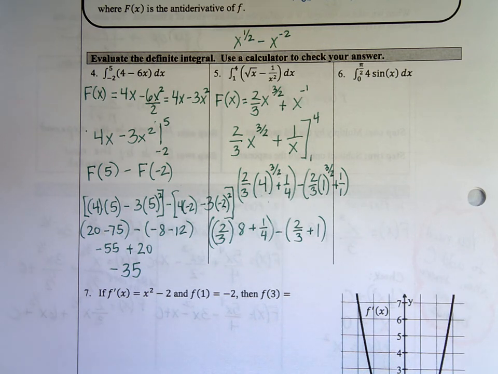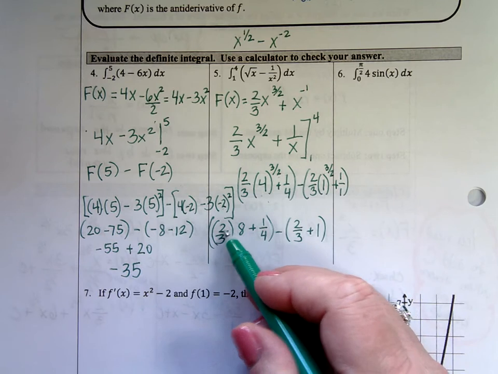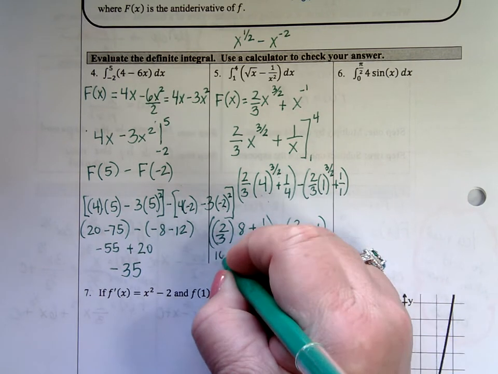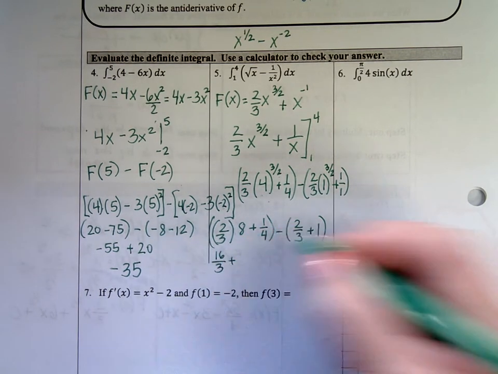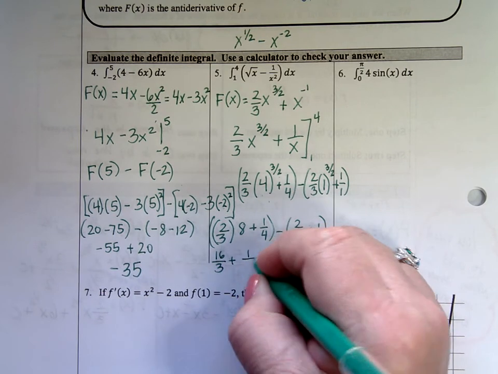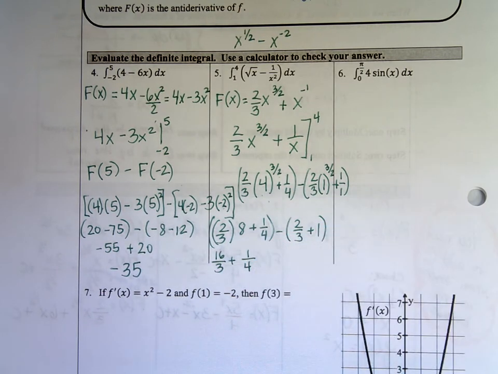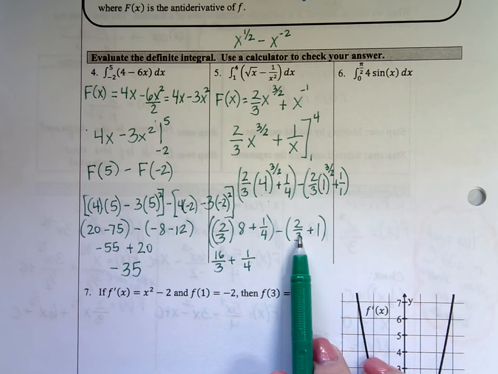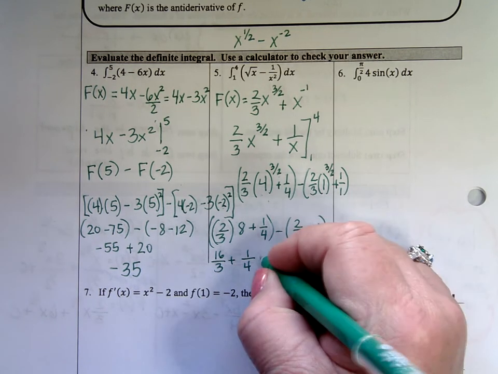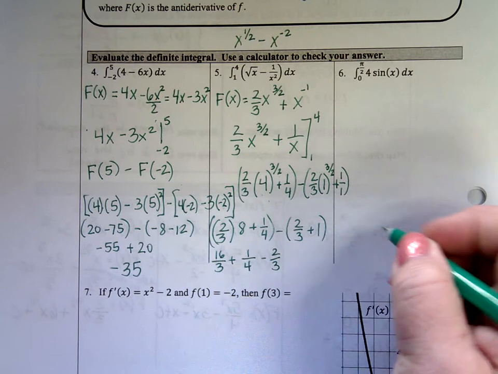2/3 times 8, I have to multiply before I can add and subtract these things. Remember your Aunt Sally? So 16/3. I have 16/3 plus 1/4. And then I have 2/3 minus 2/3 minus 1. Distribute the negative.